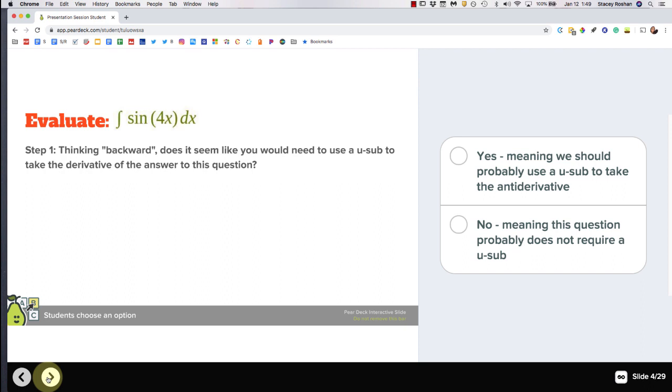So my first question to you is, thinking backwards, does it seem like you would need to use a u-sub to take the derivative of whatever the answer is to this question? And hopefully you're thinking, yes, and that's your key to use a u-sub. If you were to take the derivative of a sine, a cosine, a tangent function of 4x, you see that's our baby inside. And so to take the derivative, I would need a chain rule. So thinking backwards, it means that we would need to use a u-sub to take the antiderivative. That's kind of your key to knowing if you need to use a u-sub or not, is if you would need to chain if you were taking a derivative.